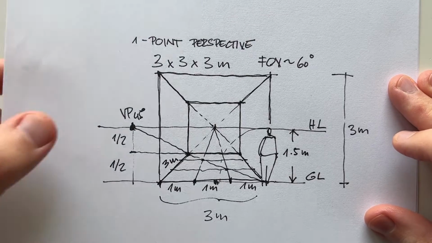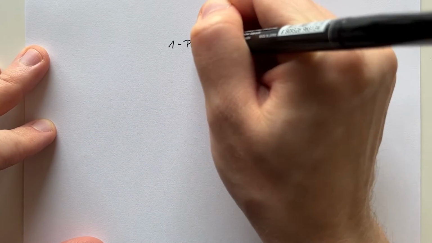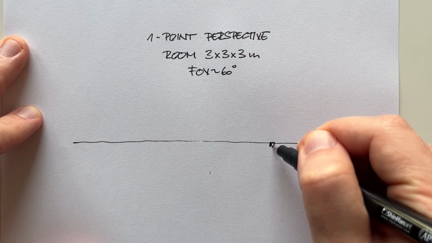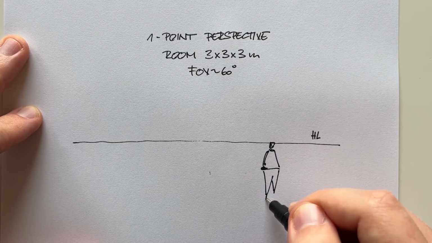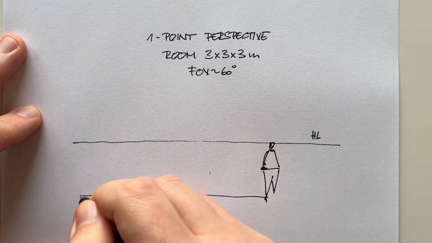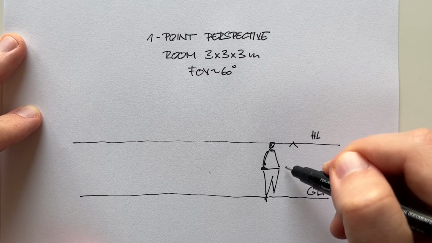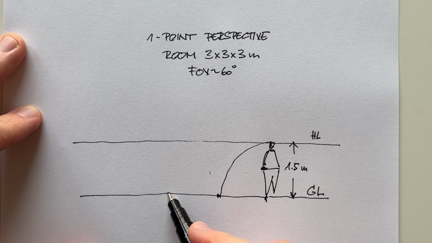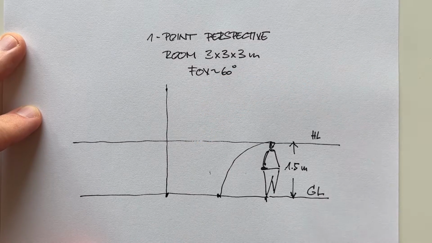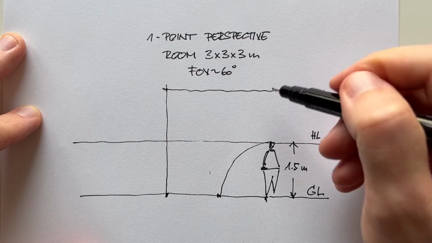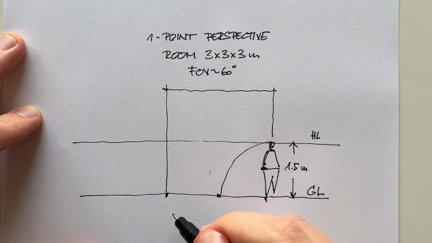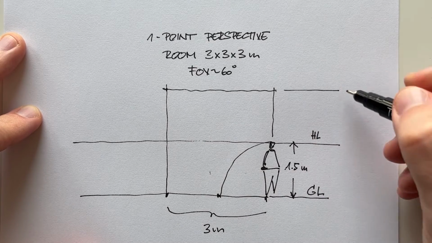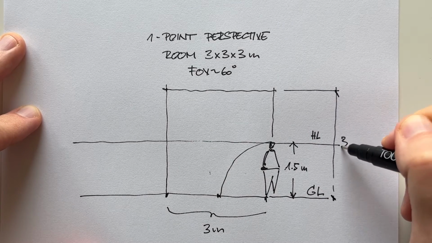So this is option number one. Option number two, the same example. My horizon line, my figure, again, my ground line, this being 1.5 meters. I'm going to eyeball it now, but it should be roughly a square 3 by 3 meters. So this is 3 meters, and this full height is 3 meters.